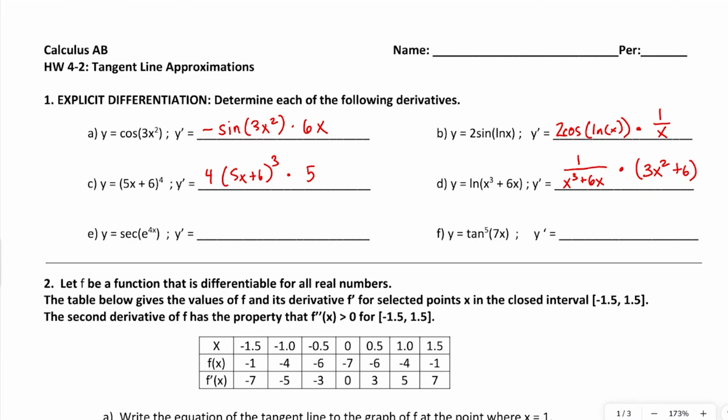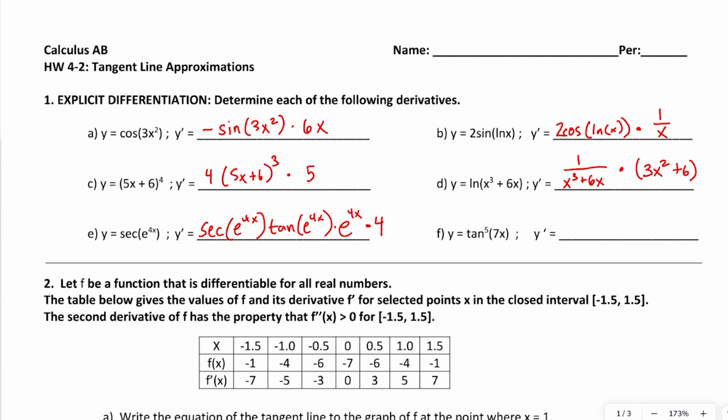Letter E, the derivative of secant. It's been a little while since we did a secant derivative, but the derivative of secant is secant times tangent. So we're going to have secant of e to the 4x times tangent of e to the 4x times the derivative of e to the 4x. And we're actually going to have to continue using the chain rule here. The derivative of e to anything is just e to anything times the derivative of that anything. So we have e to the 4x times 4.